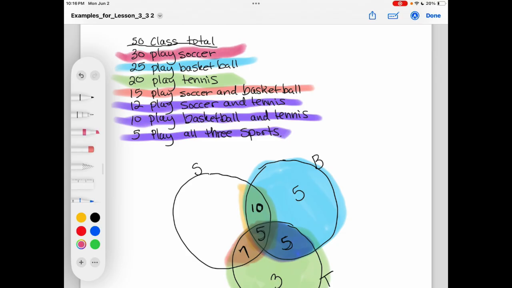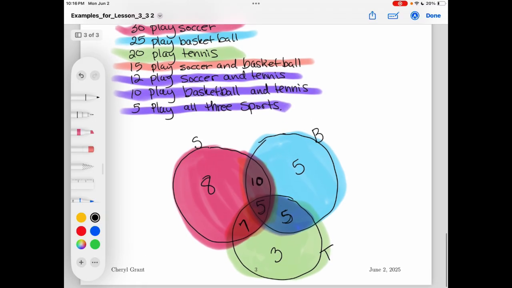All right, last one. Let's look at 30 play soccer. So here's our soccer circle. Everybody in this circle plays soccer. We already have 22 in that circle that play. So there should be 8 more that don't overlap with anything, so that we have a total of 30.